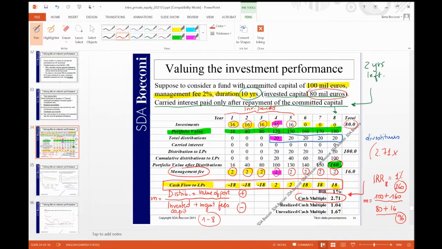So 2.71 times the cash that has been contributed. Is everything clear, guys? Any question on how to calculate the cash multiple? Cash multiple is cash available, either because it has been distributed or because it is still to be liquidated, divided by the contributed capital, the invested amount plus all the fees. Okay?